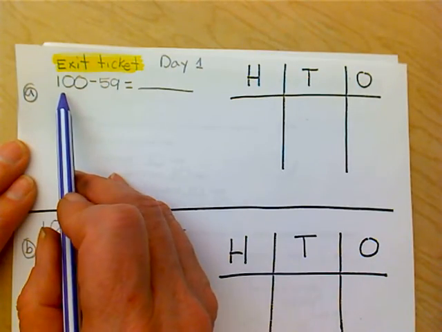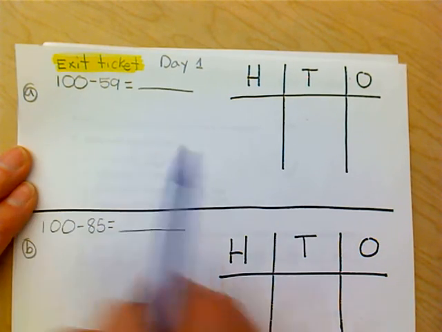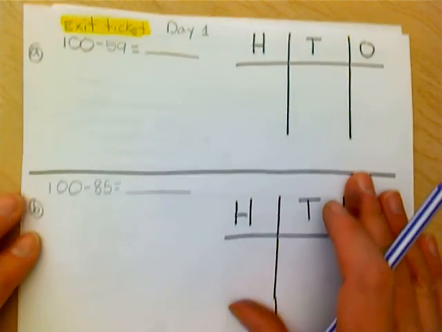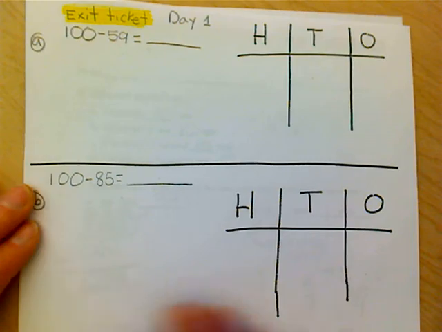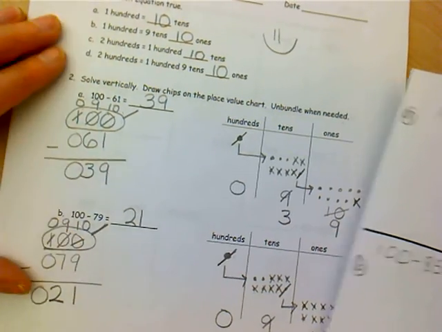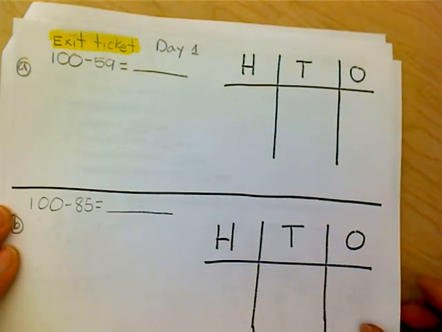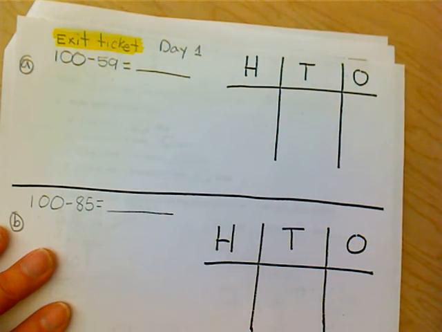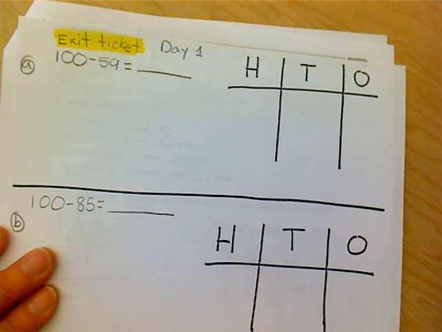So you can pause the video, make yourself a place value chart for the chip model, and you are going to be subtracting 100 take away 59 using the vertical form the same way you just did a few minutes ago. And you're also going to be doing that same thing with 100 take away 85. And we are going to want to see all those same steps that you did when you did these two problems. Then you are going to need to send this to your teacher, and then she will check and see how you did on your exit ticket.